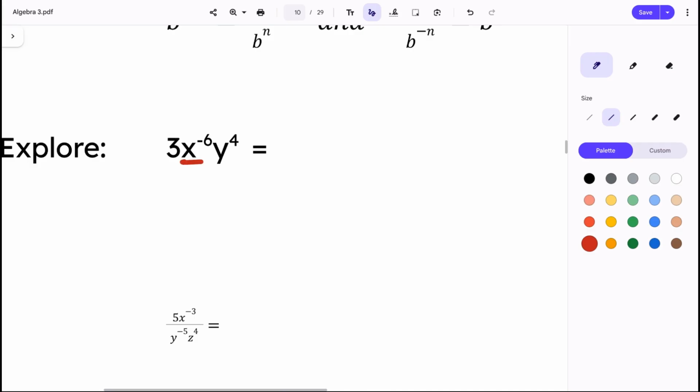Yeah, just the x is. So I'm going to need a fraction. What am I going to have on top? 3y to the 4. Good. And then that x to the 6 is now just going to go to the bottom and become positive.